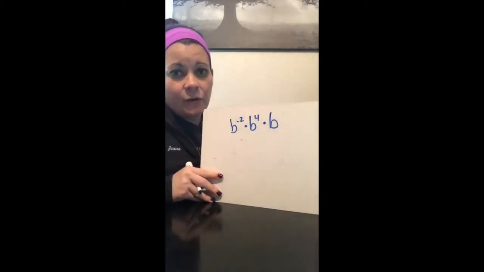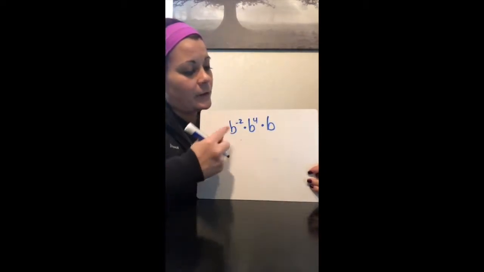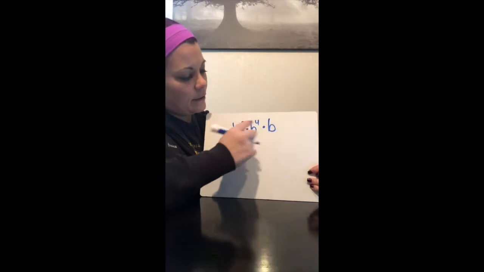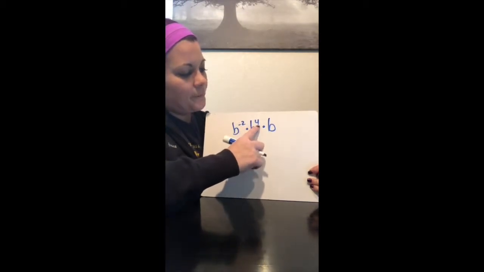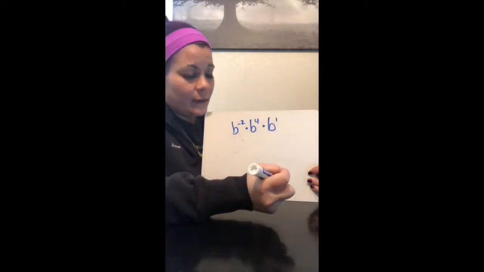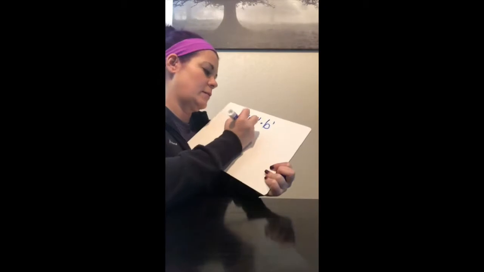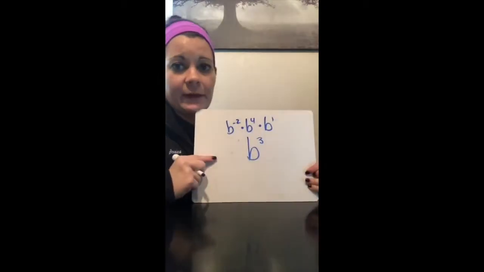For another example, if we have b to the negative 2 times b to the 4th times b, they all are b, so they all have the same base, and we'll multiply them. So we do the exponent property of adding the exponents. So you say negative 2 plus 4, which is 2, and then this exponent is 1, so it's understood as 1. So negative 2 plus 4 is 2, and then 2 plus 1 is 3. So the simplified answer would be b to the 3rd.